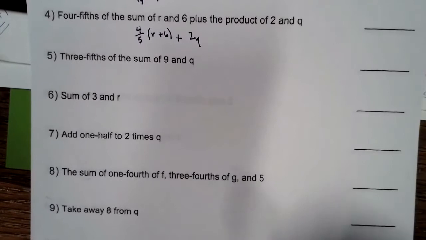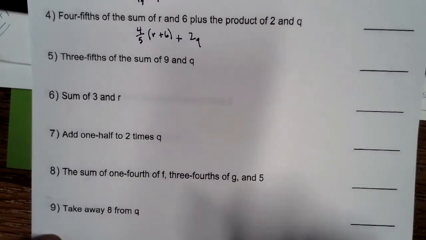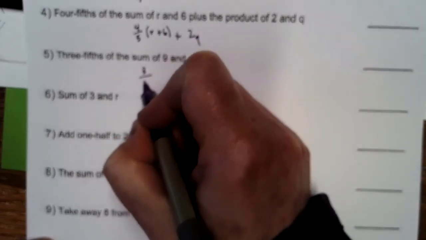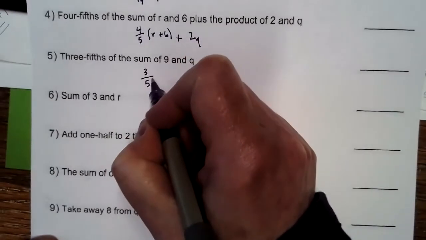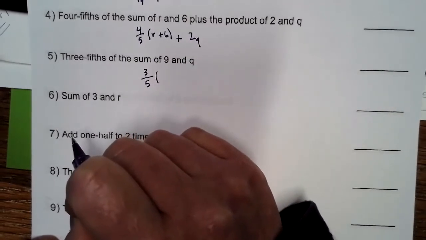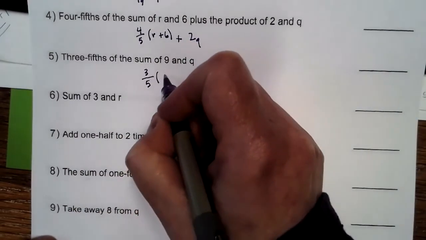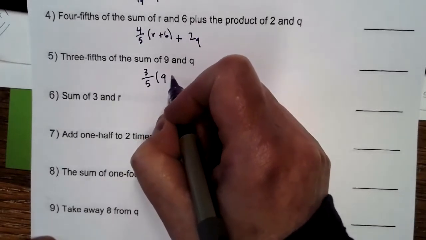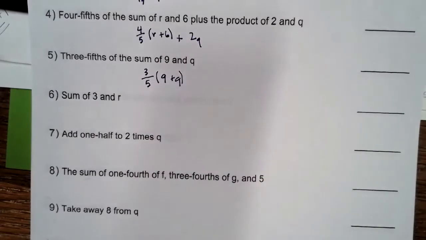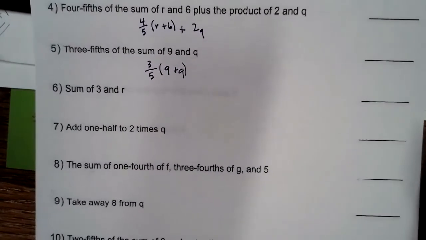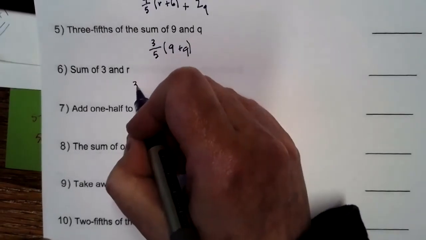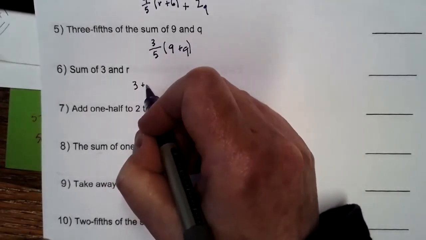All right, 3/5 of the sum of 9 and Q. And again, we can actually start with the 3/5. And if you want to do that last, it's perfectly okay. Do this in the order it makes sense to you. And then the sum of 9 and Q. So 9 plus Q. So 3/5 times 9 plus Q. And of course, the sum of 3 and R, we like those. Those are pretty straightforward.